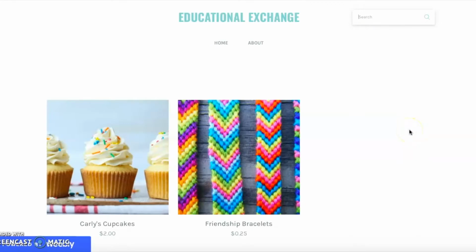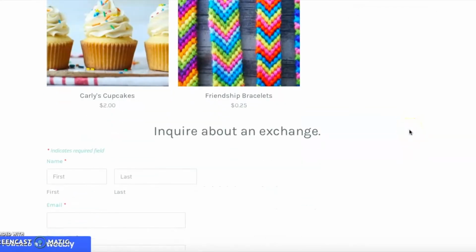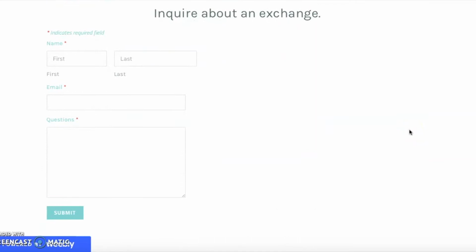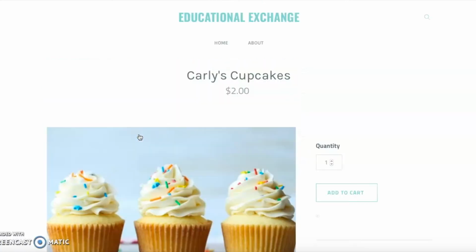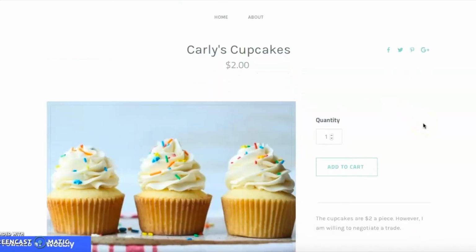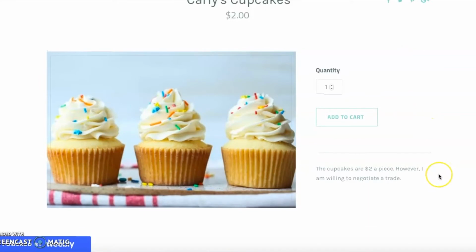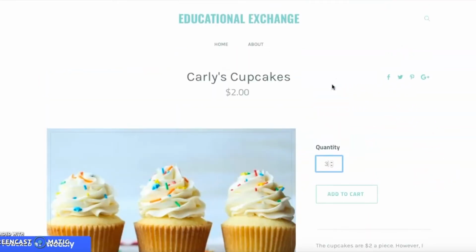This is an example of what the Weebly website should look like using the online store feature. Here you can see that students are able to communicate with one another to inquire about exchange. Here are two examples of products from students. This student has decided to sell cupcakes. The listing price and value is $2, but the student is willing to trade to obtain things that they want.